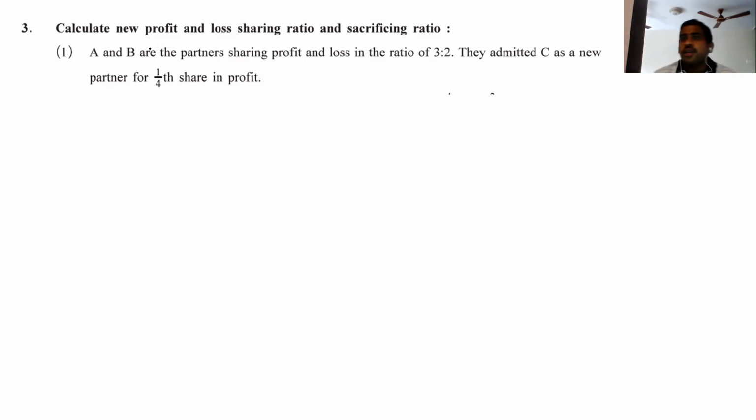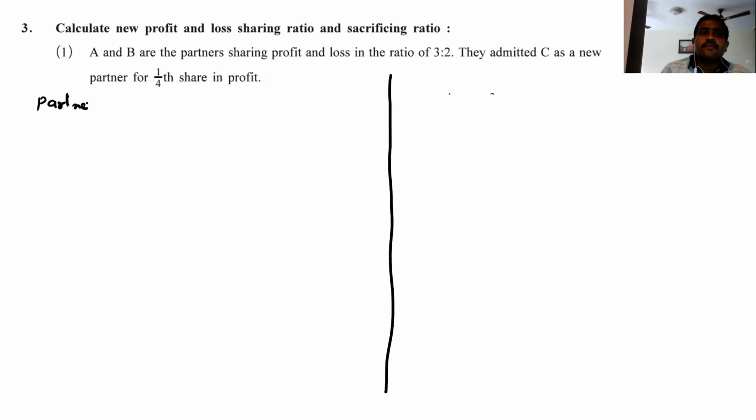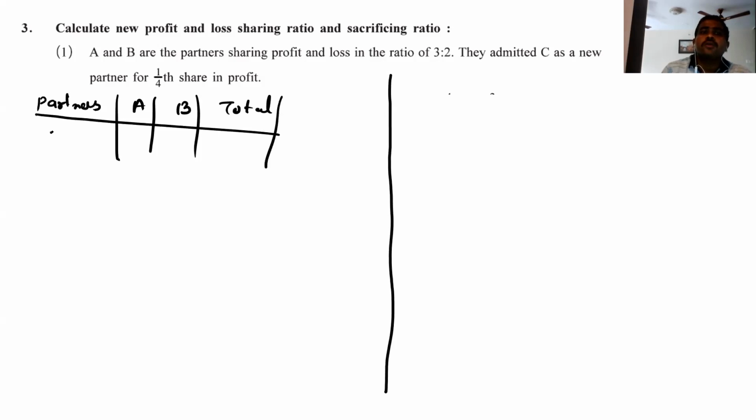So friends, how to start this? You should know what I am going to write. First we write partners A, B and total. Then in partners, what do you write? Yes, old ratio. What is the old ratio? 3 to 2. Okay, total I have done. Who is the new one? C.